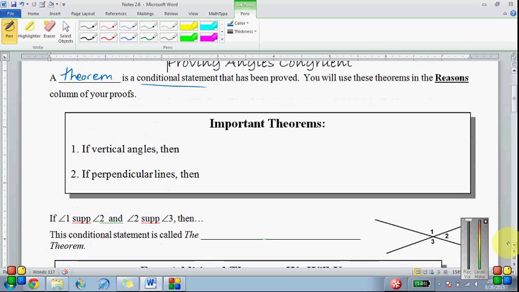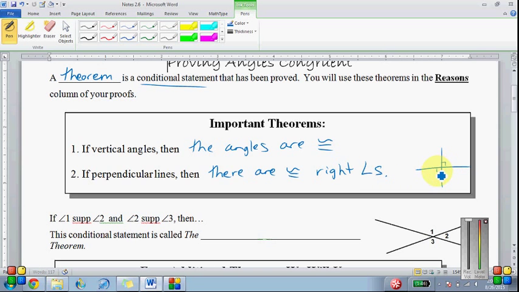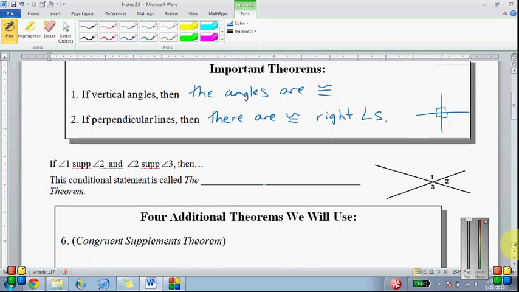Some important theorems that we're going to deal with. We've kind of talked about both of these already. So if I have vertical angles, then those angles are congruent. Remember, that's the most important thing to remember about vertical angles. Vertical angles are congruent. If perpendicular lines, then there are congruent right angles. Okay, so perpendicular lines form right angles, so obviously those angles are congruent to each other because they're all right angles.